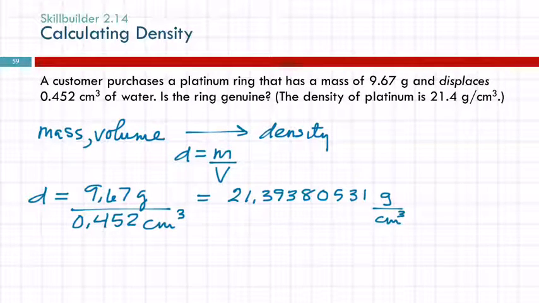How many sig figs should that have? 3. Our mass has 3, our volume has 3. So let's round that to 3 significant figures. 21.4 grams per cubic centimeter. Is it platinum? Yep. If it was silver or gold or some other metal, the density would be different.